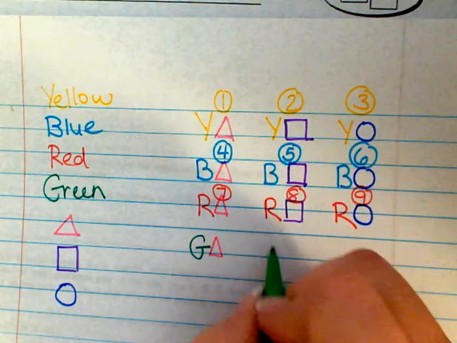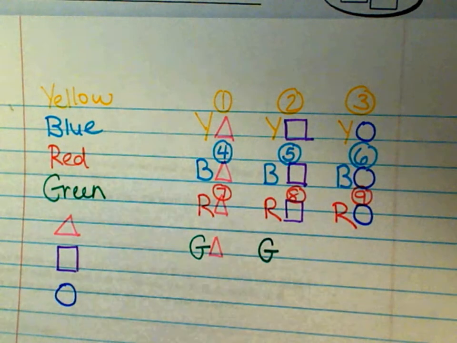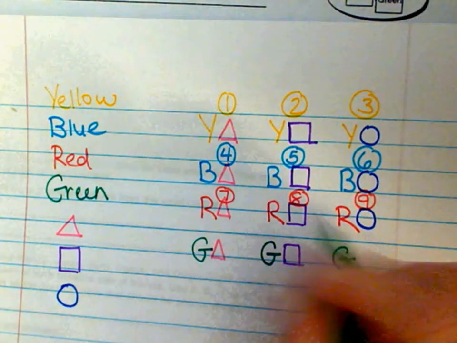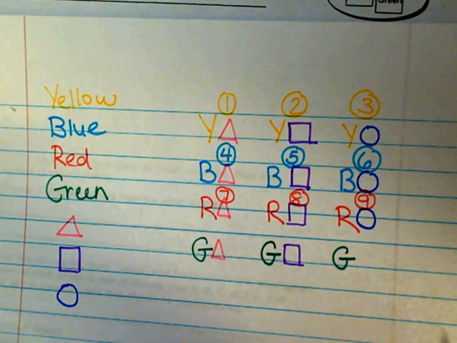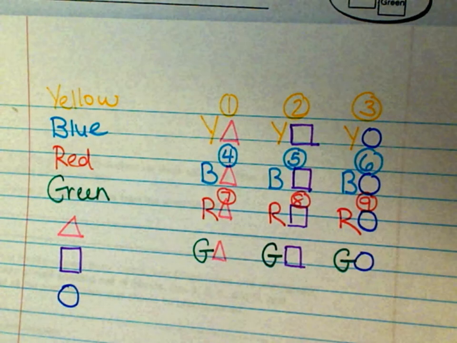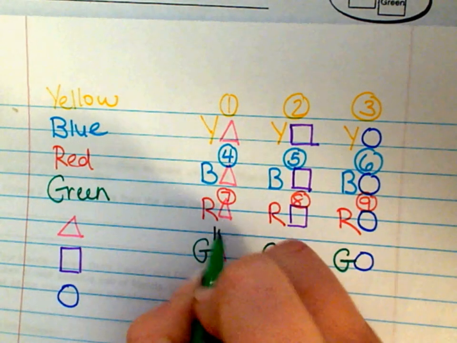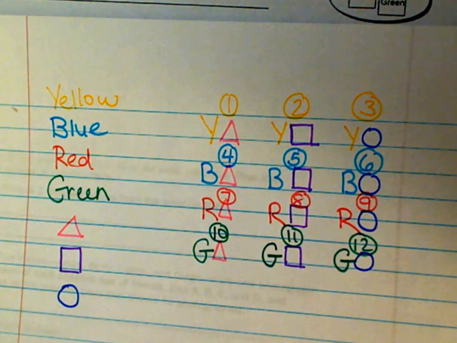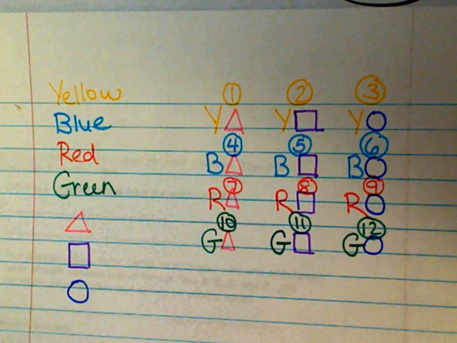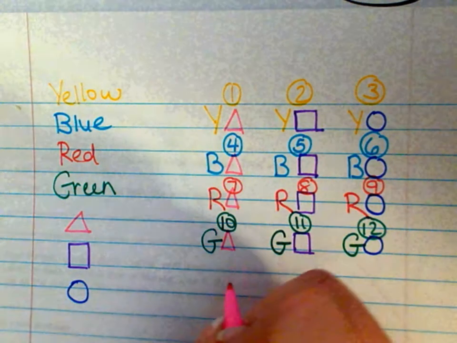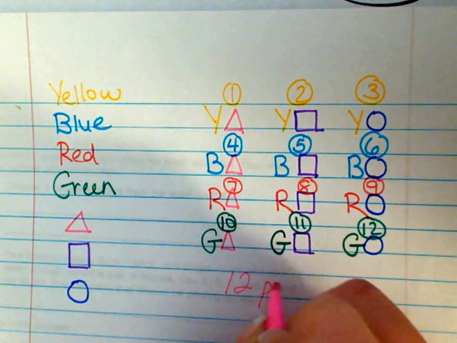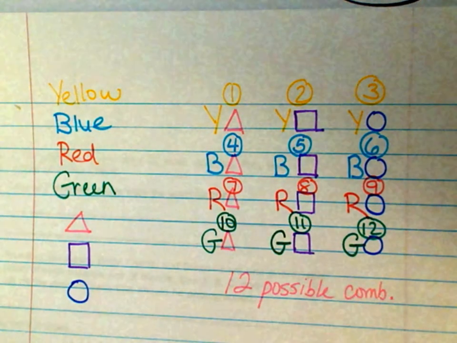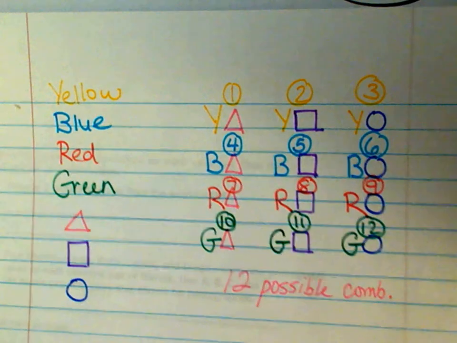green and a square, green and a circle. And that adds another 3 combinations, which totals 12. I have matched up all my possible combinations, so what I end up with at the end is there are 12 possible combinations. Let's look at a different one.